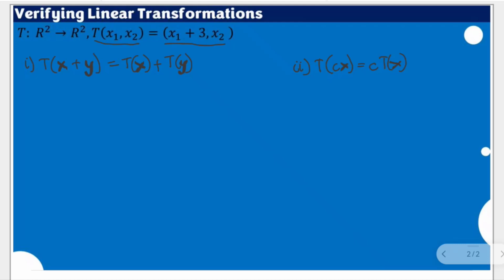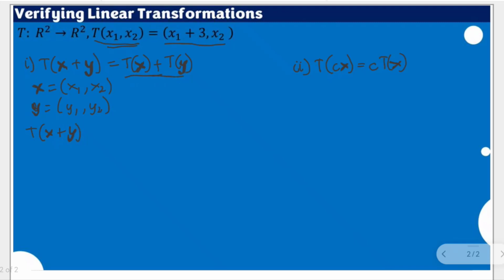Let's start with the first one. Of course, we are going to define our two vectors here. We have vector x and vector y. Let our vector x be equal to, because we have here x sub 1 and x sub 2, let's also use x sub 1 and x sub 2 here. And of course, the vector y would be y sub 1 and y sub 2. So let's try to verify the first condition. The transformation of the sum of the two vectors must be equal to the sum of their transformations.